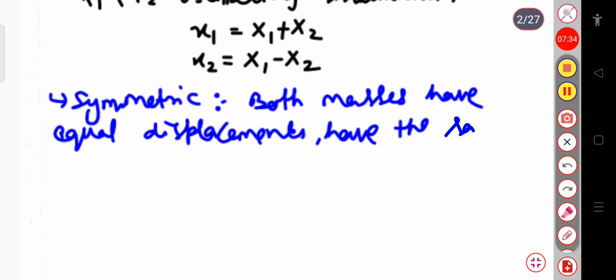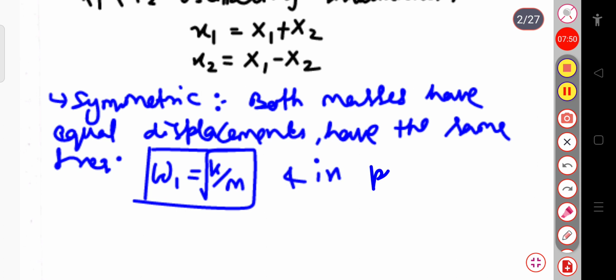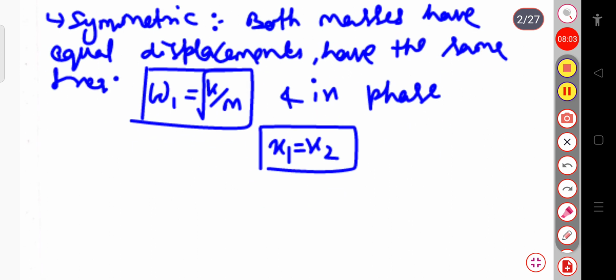Same frequency, and that is omega 1 equal to root of k by m. This is for the symmetric mode, that is when they have equal displacement and we can say they are in phase. So here x1 can be treated as equal to x2, and they vibrate as if there is no coupling between them.